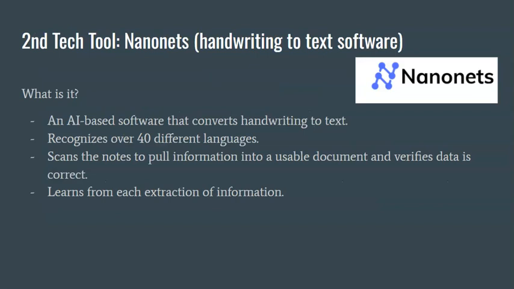So for my second tech tool that would help with written expression is taking that handwriting and converting it to a text document. And so the one that I came up with was NanoNets. This is an AI-based software that converts that handwriting, no matter the document. It can scan it and bring that handwriting into a text feature that we can then edit if we needed to.